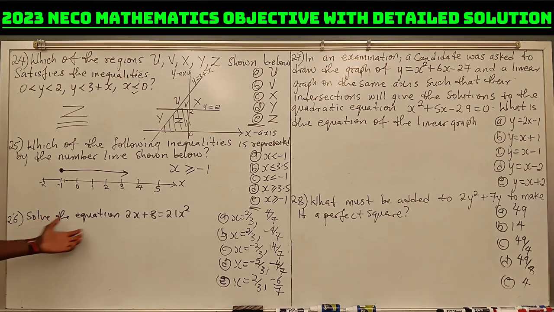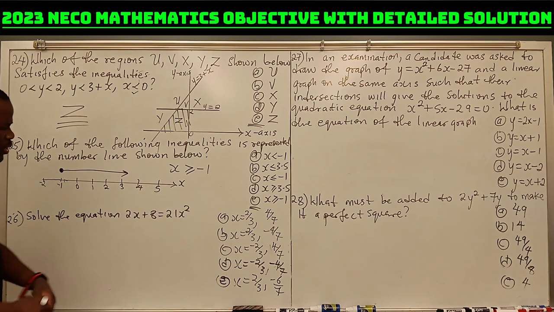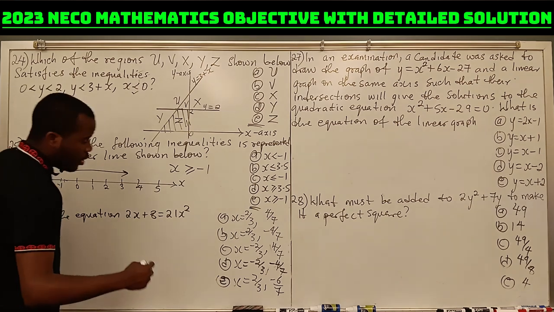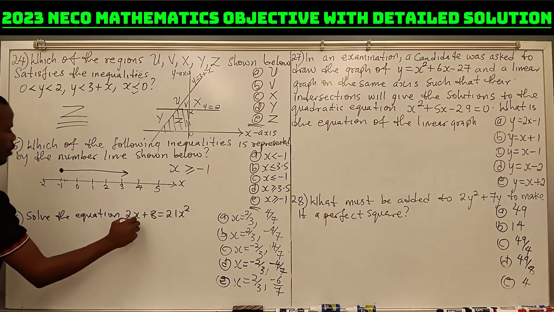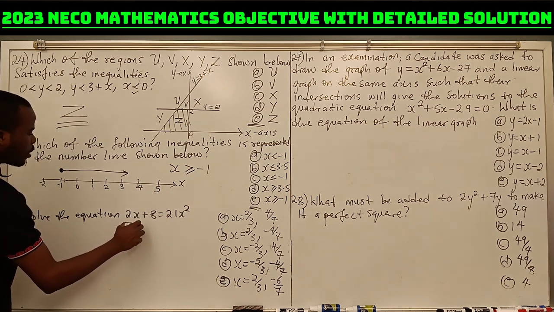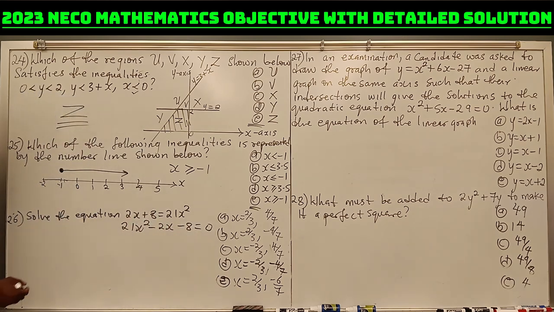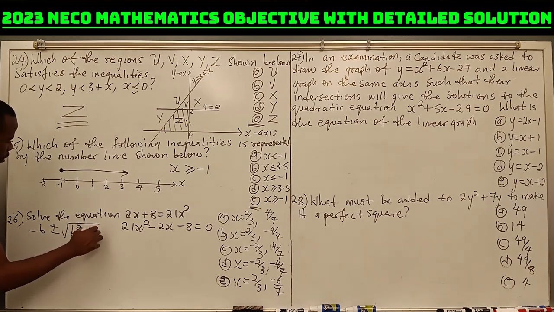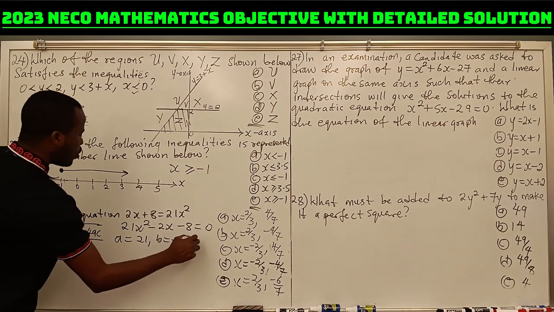Next question says, solve the equation 2x plus 8 equals 21x squared. The best thing to do is to rearrange it into the general form of a quadratic equation. If we take this to the right hand side, we'll have 21x squared minus 2x minus 8 equals 0. So I can easily use the quadratic formula, which says minus b plus or minus the square root of b squared minus 4ac, everything over 2a. In this case, a is 21, b is minus 2, c is minus 8.